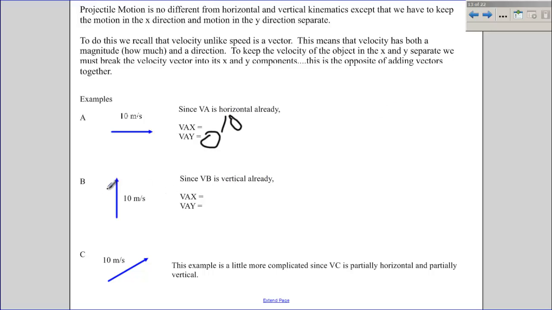In this case, same idea. The x component of this vector is going to be 0, and the y component is going to be 10. It's only when you get a vector, like in case C, where it's moving in both the x and y direction, that we have to break this into x and y components. And we do that with basic trig.